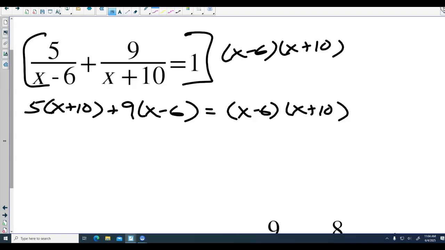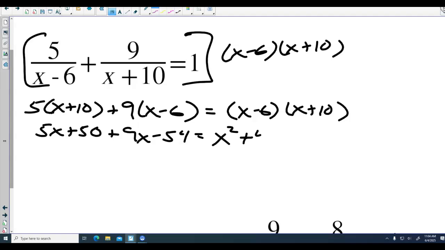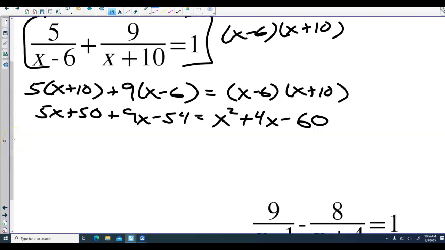Okay? We're going to distribute: 5x plus 50 plus 9x minus 54 equals, and I FOIL here, x squared plus 4x minus 60. Before I start moving things over, can we agree we have an x squared and an x in this problem, right? You have to get everything on one side. Before you do that, combine your like terms. 14x minus 4 equals x squared plus 4x minus 60.